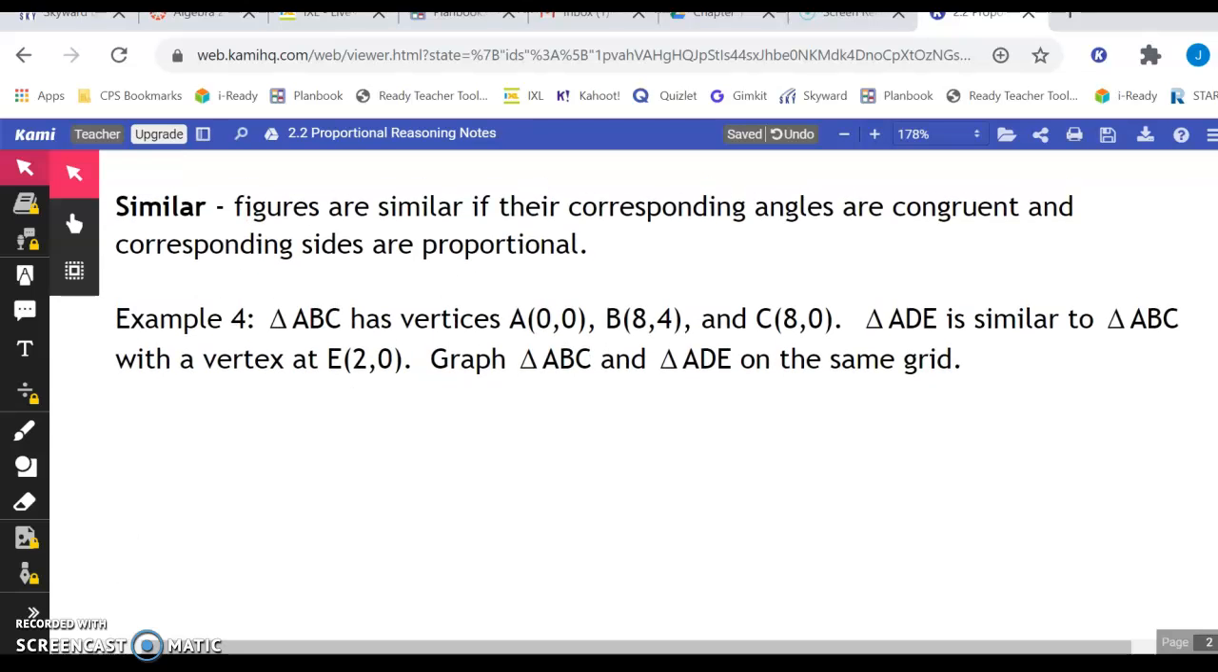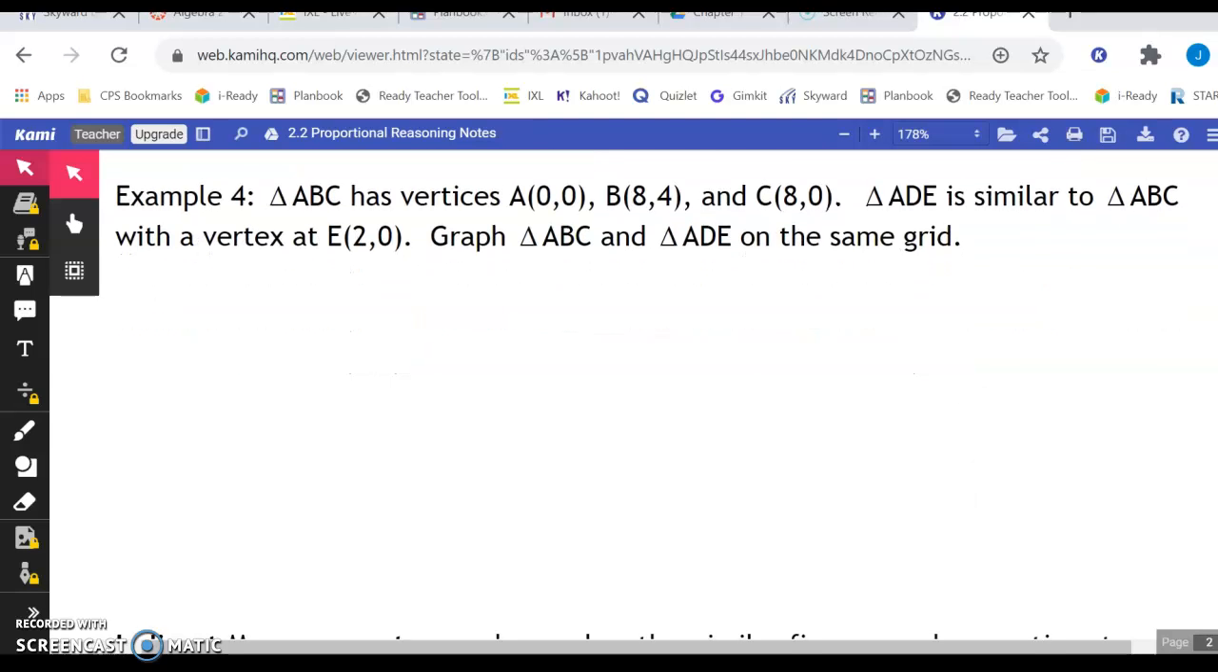Then we're going to talk about similar figures. Similar figures are only similar if their corresponding angles are congruent and their corresponding sides are proportional. So for example 4, we have triangle ABC with the vertices given. Triangle ADE is similar to triangle ABC with the vertex at E of 2, 0. They want us to graph both of these on the same grid.